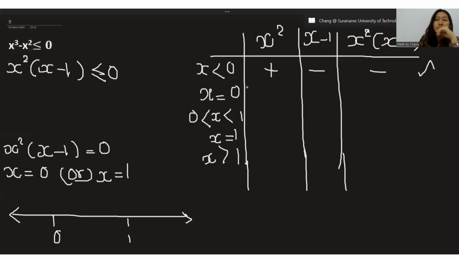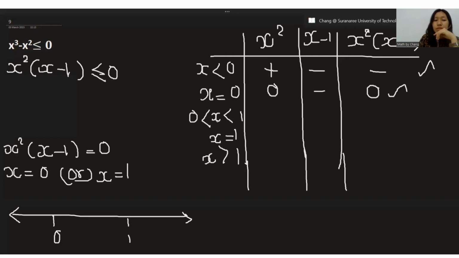And the next one, when x equals 0, what will you get here? You will get 0. When you multiply 0 with any number, you will get 0. So do you need to take this point? Sure, because there is an equality sign here. It can be equal to 0. So you have to take this point too.